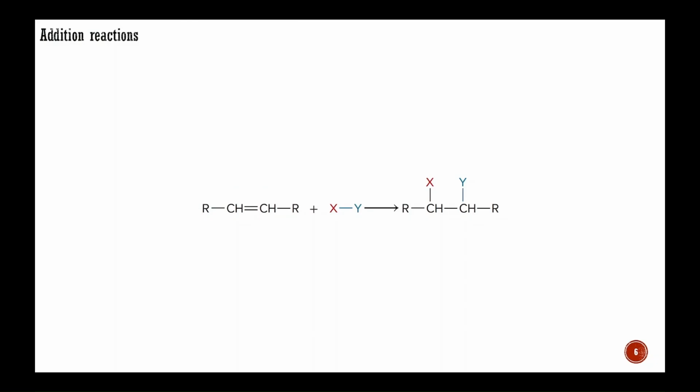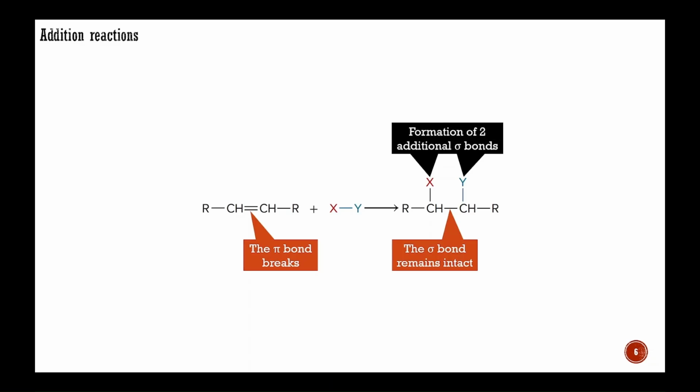An addition reaction occurs when an unsaturated reactant becomes a saturated product. Thus, carbon-carbon double and triple bonds, as well as the carbon-oxygen double bond in carbonyl compounds, commonly undergo addition reactions. As a result, the pi bond breaks, leaving the sigma bond intact. In the product, the two carbon atoms form two additional sigma bonds. In the case of carbonyl compounds, these two additional sigma bonds are formed with the carbon and oxygen atoms.